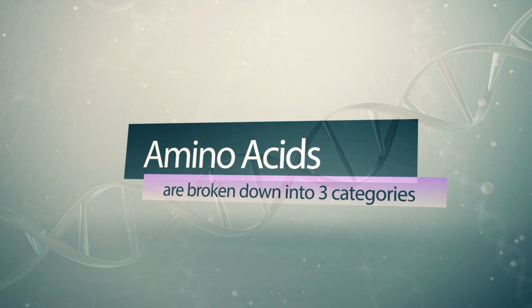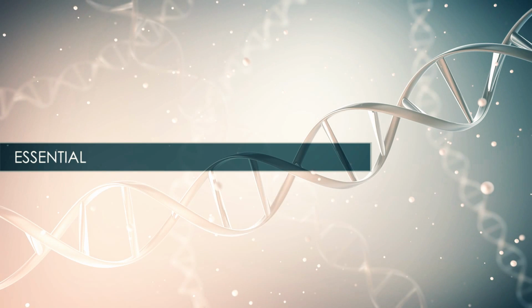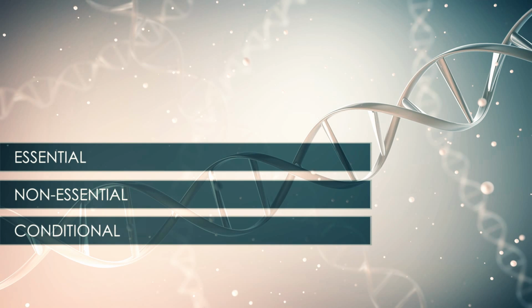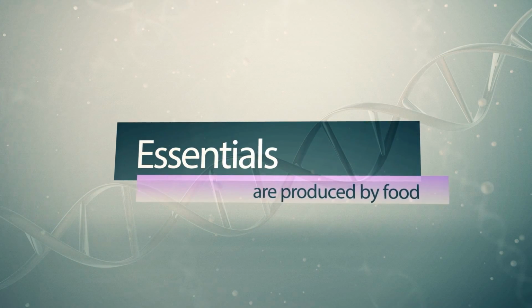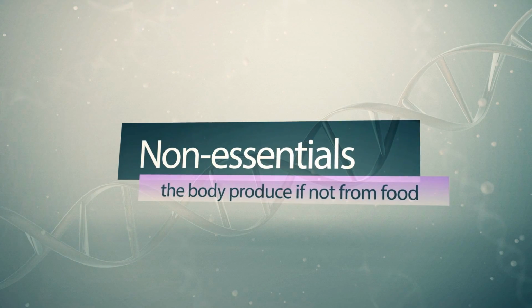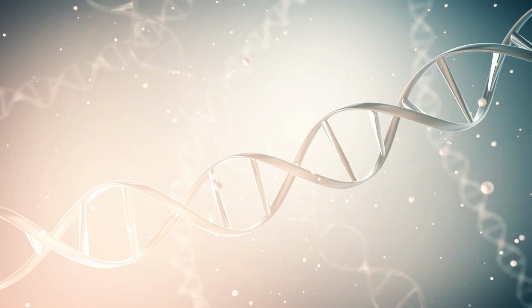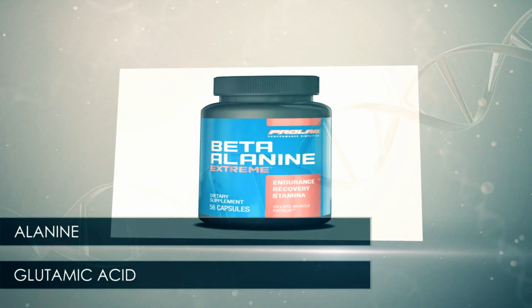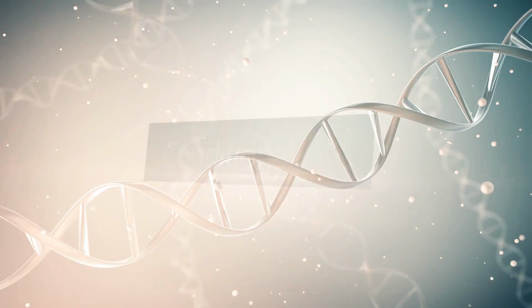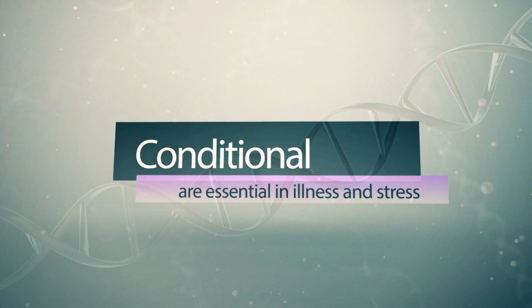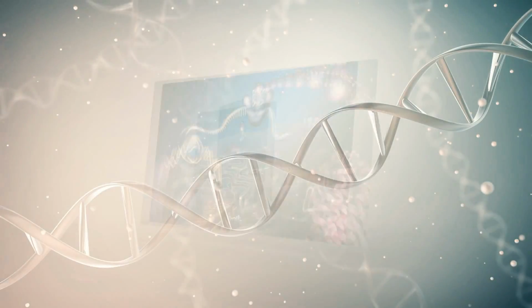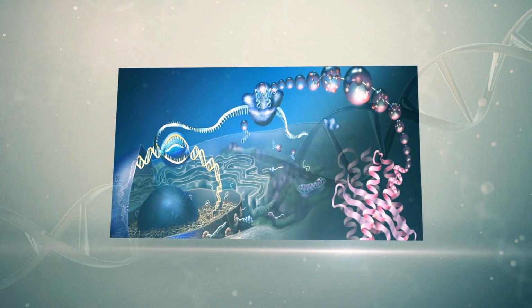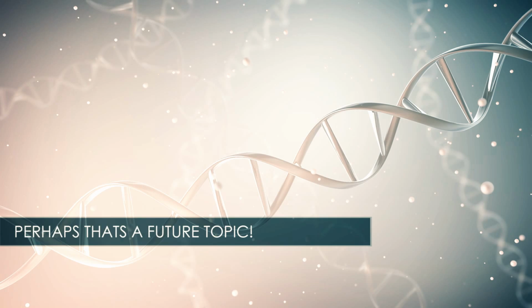Amino acids are classified into 3 groups: essential, non-essential, and conditional. Essential amino acids cannot be made by the body and only come from food. Non-essential amino acids means that our body produces the amino acid if we don't get it from the food we eat, such as alanine and glutamic acid. Conditional amino acids are usually not essential, except in time of illness and stress, such as serine, proline, and cysteine. I won't scrutinize the chemistry of biology, although it is essential to all life. Perhaps that's a future topic.